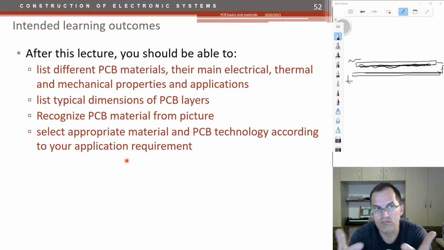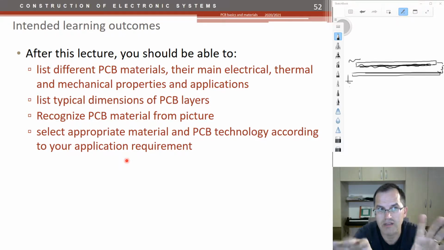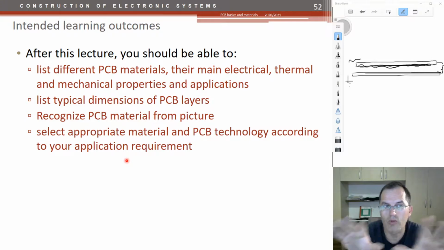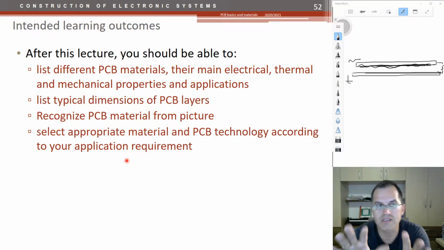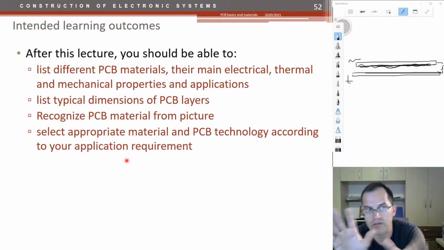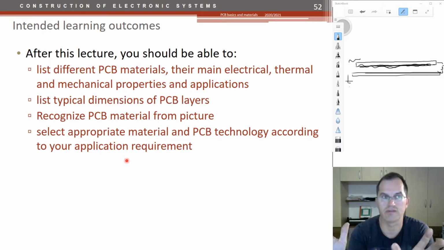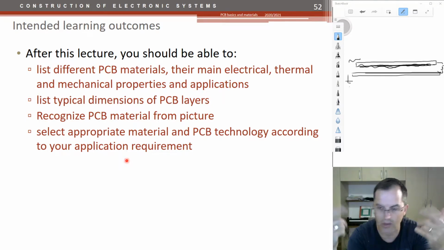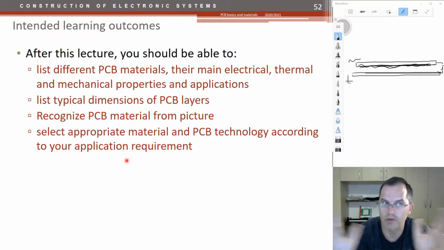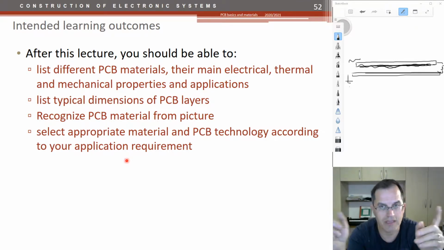You should know what is the approximate dielectric constant. So all of the epoxy-based materials have around between 4 and 5, and that's enough to know. You shouldn't say 4.73, that doesn't make sense. Between 4 and 5, except the Teflon, which has 2.